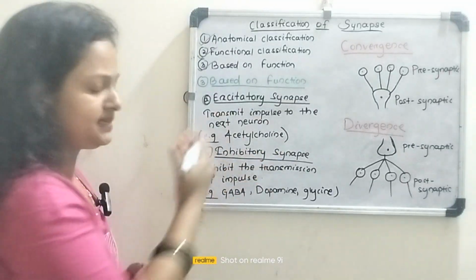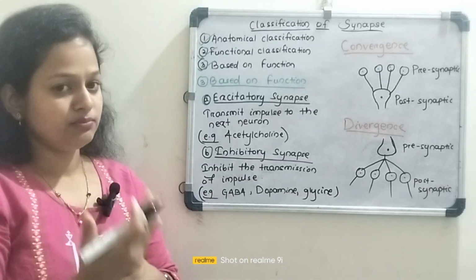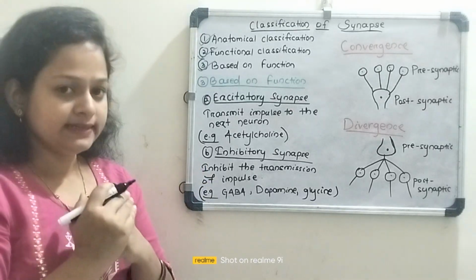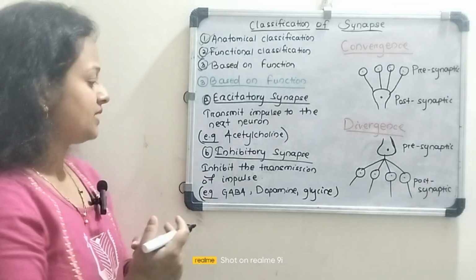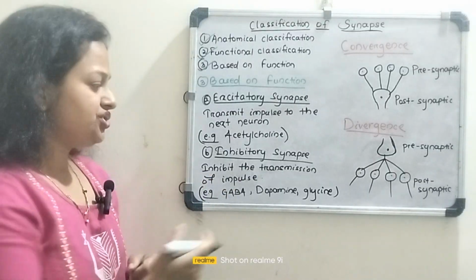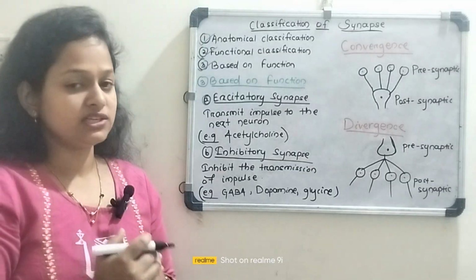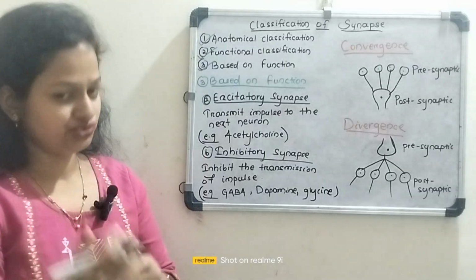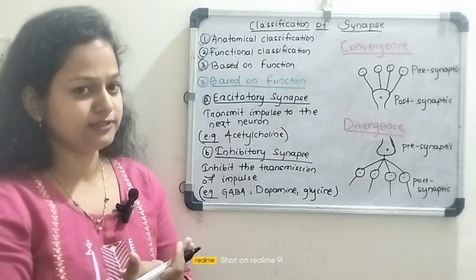Then is the inhibitory synapse. An inhibitory synapse inhibits the transmission of impulse from the presynaptic neuron to the postsynaptic neuron, and it releases the neurotransmitter which shows the inhibitory function. The examples are GABA, which is gamma aminobutyric acid, dopamine and glycine. These types of neurotransmitters inhibit the transmission of impulse from the presynaptic neuron to the postsynaptic neuron, or inhibit the excitation of the postsynaptic neuron.